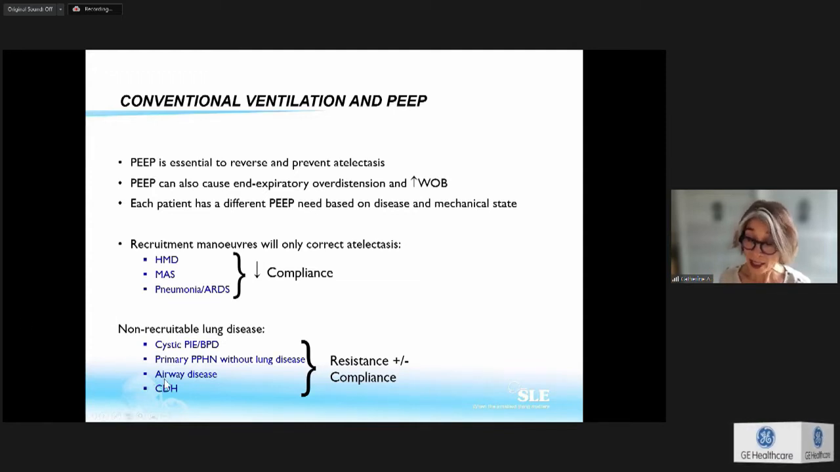But if I have a patient who has a primary PPHN, if I use a high PEEP, I will injure the lung, because I don't have any lung collapse. What I will have here is a risk of over-distension. I have a risk of increasing the vascular resistance at that time, and even worsening the situation. So the PEEP that I apply to my patient will be different depending on the disease.